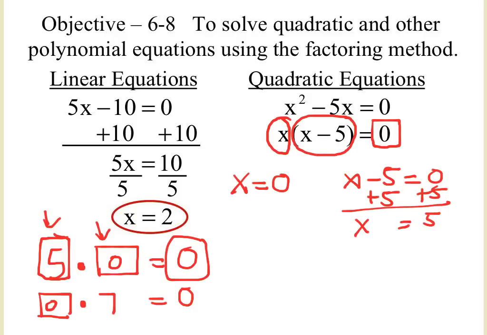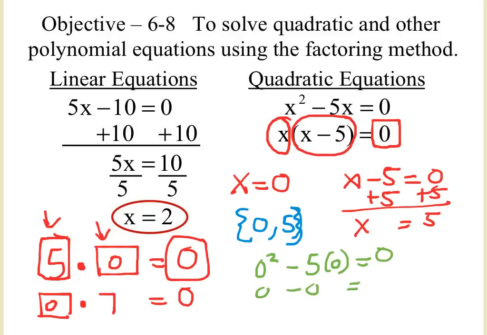We've got 0 and 5. Now I can check this. Let's check it. 0 squared minus 5 times 0. Remember, if x is equal to 0, then it should be equal to 0 in both positions. And that simplifies to 0 minus 0 equals 0. So that works. Now I'm going to try the other solution.